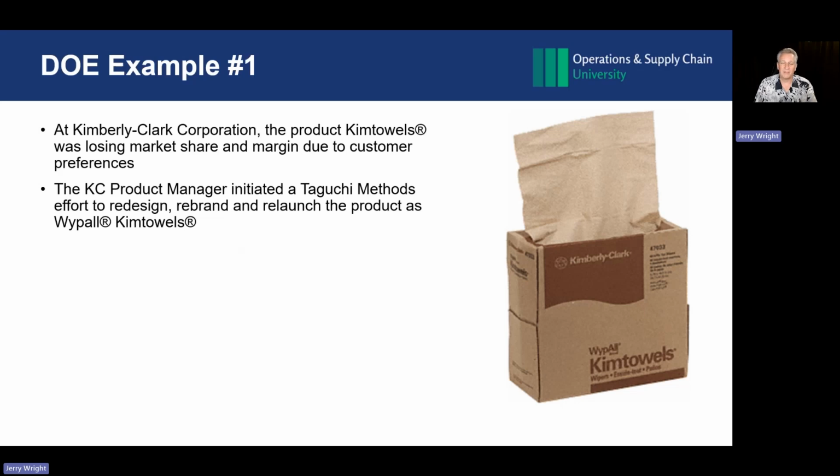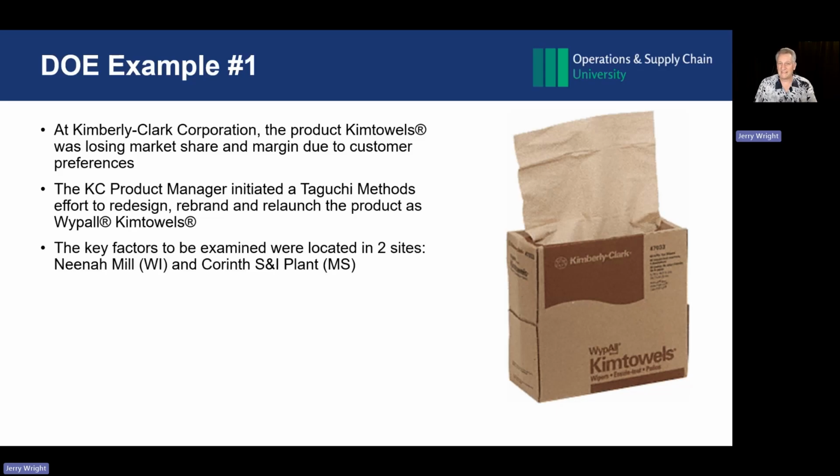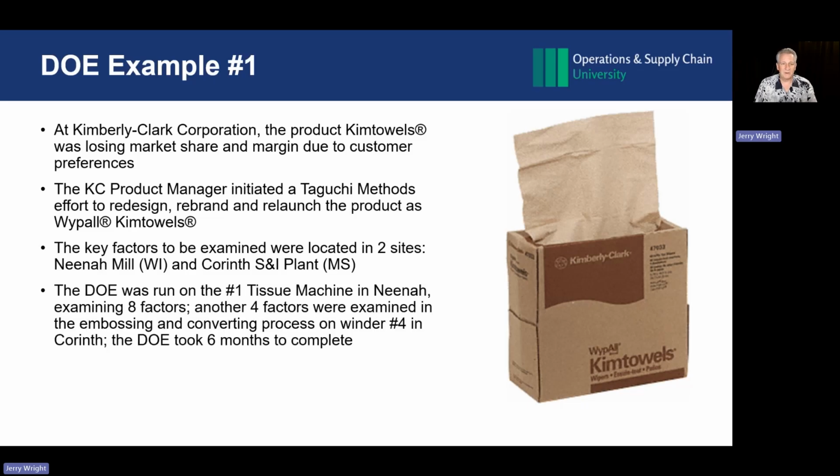Keep in mind that Taguchi method is a form of design of experiments. This was back in the 1989 timeframe. So the key factors to be examined were located in two sites. We had the mill in Wisconsin and then the service and industrial plant where the converting was done in Mississippi. Now, the DOE was running the number one tissue machine in the Neenah location, and we were looking at 8 different factors. Another 4 factors were examined in the embossing and converting process on winder number 4 in Corinth, Mississippi.